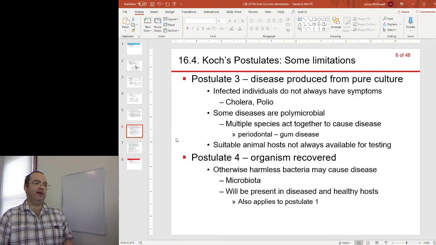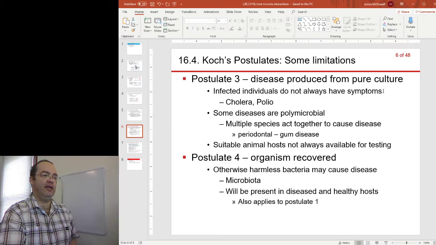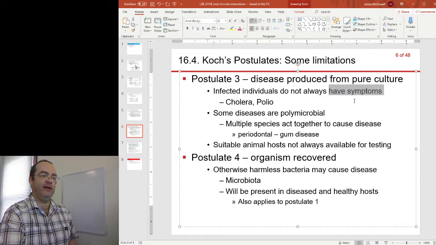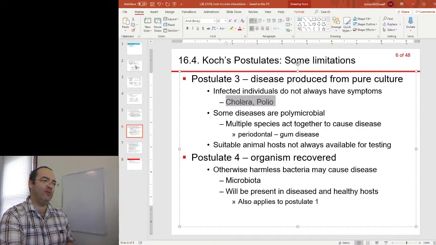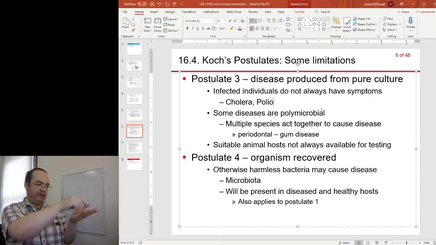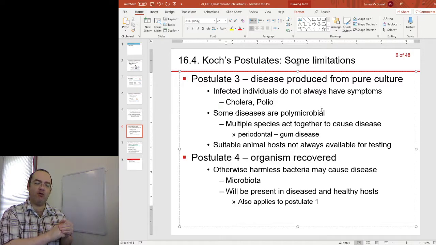Postulate number 3, disease is produced from the pure culture. There are many diseases where you can have the pathogen, but you don't have the symptoms. You can be asymptomatic, cholera and polio, for example. You can be infected, but you don't have the symptoms. So you could extract your microbe, grow it pure, and put it into a new host, and that new host won't get the disease.